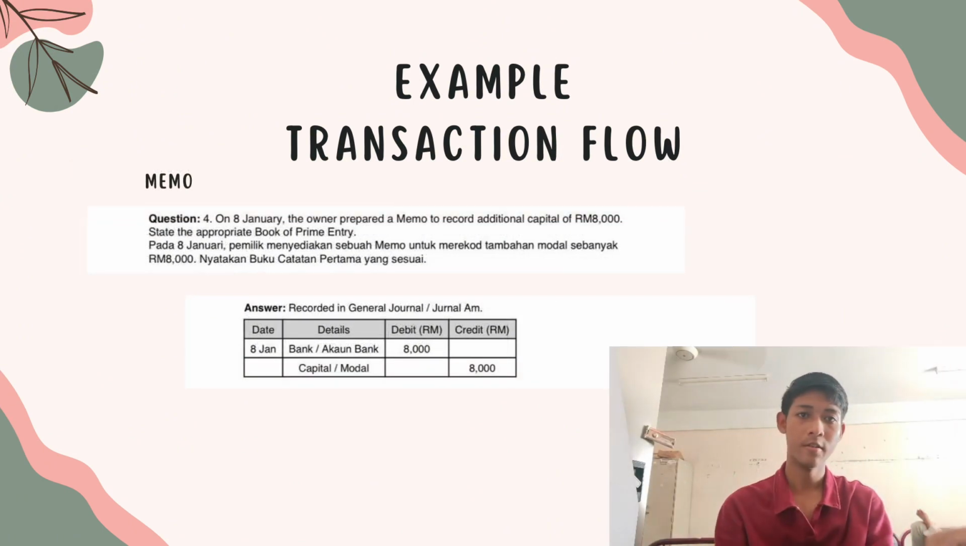So this is the transaction flow for a memo. The question is: on 8 January, the owner prepared a memo to record additional capital of 8,000 ringgit. State the appropriate book of prime entry. So the answer is, on 8 January, the owner added 8,000 ringgit capital. We record this in the general journal. Bank goes debit 8,000 ringgit, capital goes credit 8,000 ringgit. That's the memo entry.